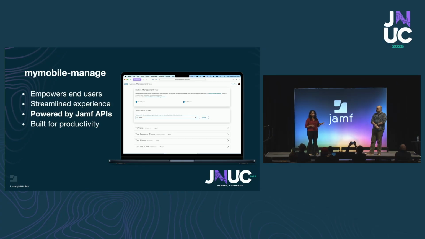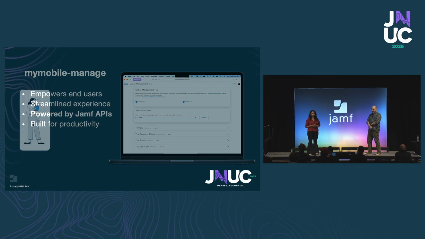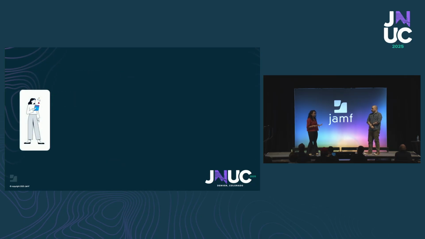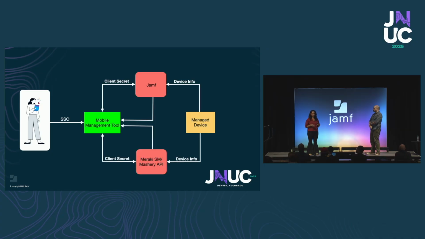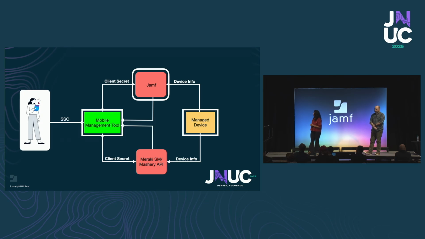It integrates directly to pull the right device details from the user's trusted device. And it's built for productivity. We want our employees to keep moving forward instead of waiting in line for support. This is just a quick data flow diagram to show you how this tool works. Here we have a user wanting to use the tool, My Mobile Manage, and they authenticate by SSO to the tool itself. And via client credentials, we are able to get the details from our MDM platforms. In this case, we'll be just focusing on Jamf and iOS devices, of course, and just getting all the device info directly from the managed device, back to the tool itself.